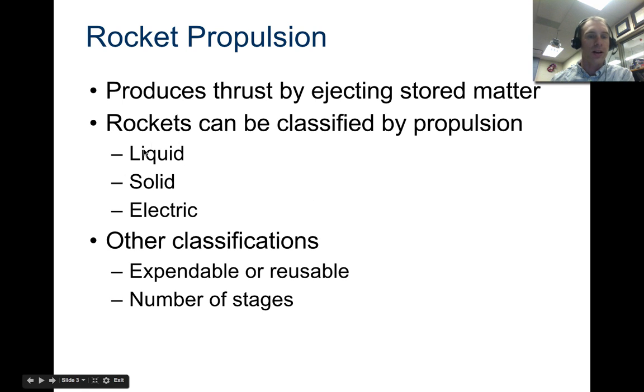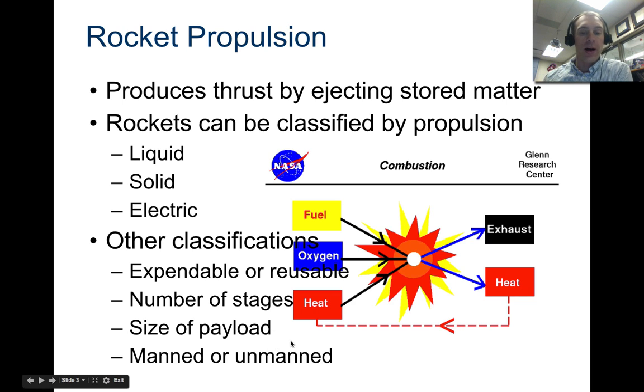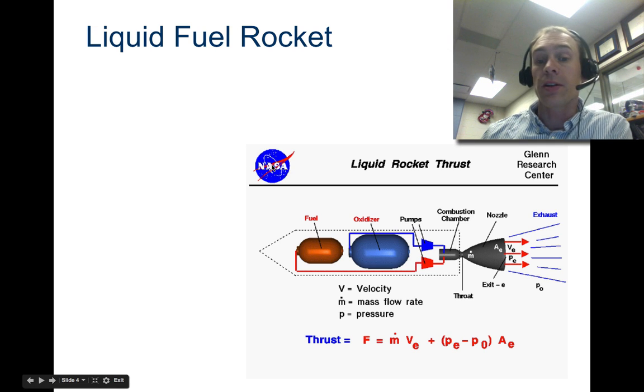And again, there are other options that we're going to look at as far as different classifications, but liquid and solid are a couple of the biggest ones. And then classifications can be size of payload. Finally, manned or unmanned. So right now we have some fuel and oxygen and heat, and they explode, and then you have heat as a result. And then there's exhaust, and the exhaust is actually what's propelling you. Then that heat goes back here, and it helps the fuel and oxygen form more combustion explosions.